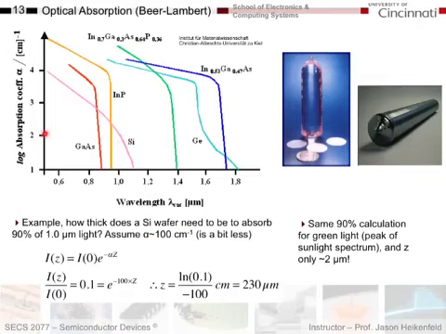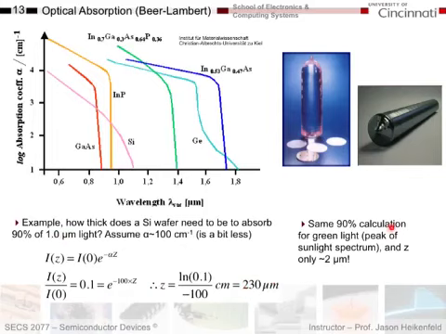I will then calculate this using this equation. I'll put I naught back over here. If I'm absorbing 90%, only 10% gets through to the other side. I put in minus alpha, alpha is 100, times z. I'll take the natural log of both sides, I'll solve for z, and I find that the silicon wafer has to be 230 micrometers thick to absorb 90% of 1 micron light.